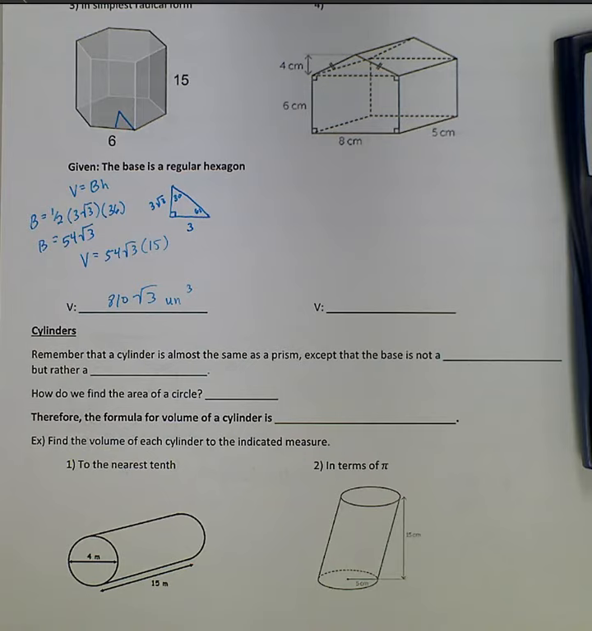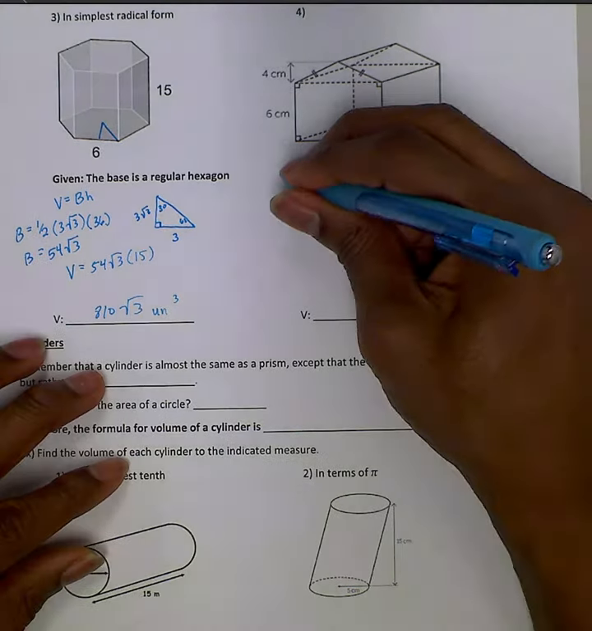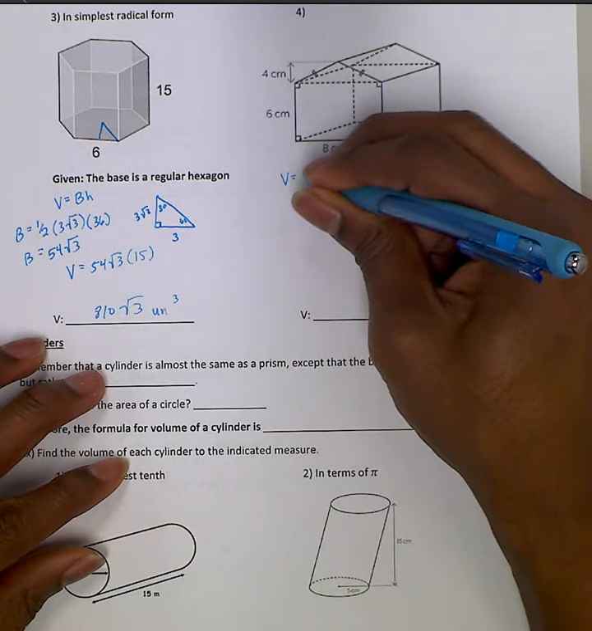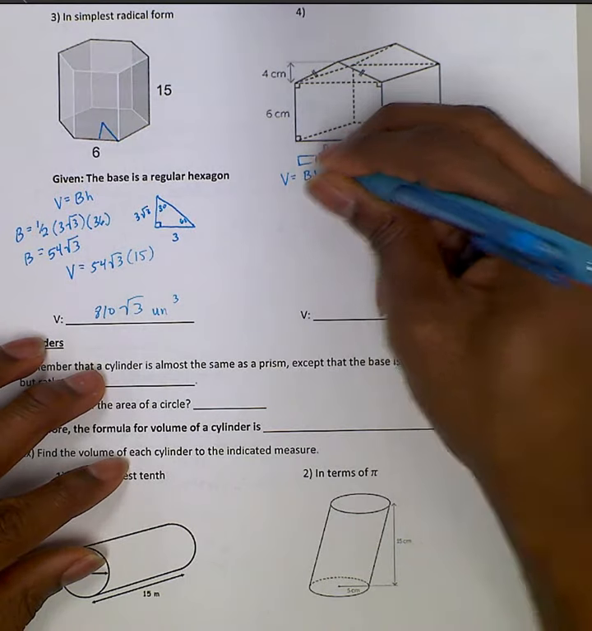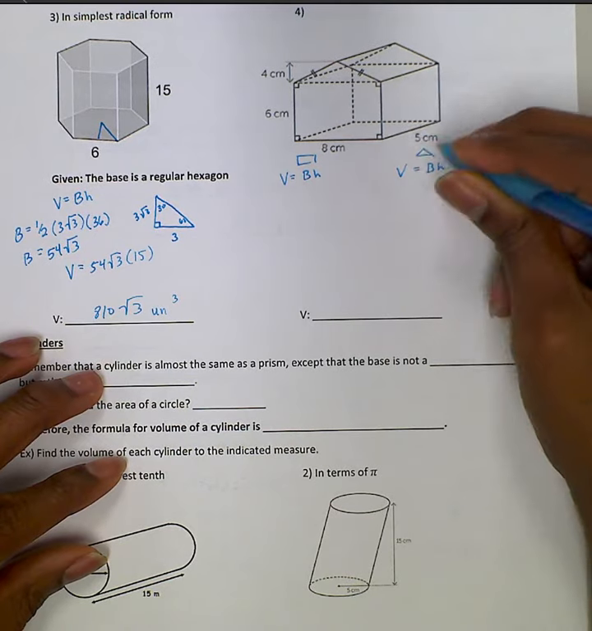All right. Number 4, you'll notice that this is a composite figure. Okay, so that means we're going to have to find the volume of basically two prisms. We have a rectangular prism and a triangular prism. So we'll just do volume equals base times height for the rectangular prism, volume equals base times height for the triangular prism, and find both of them and add them together.